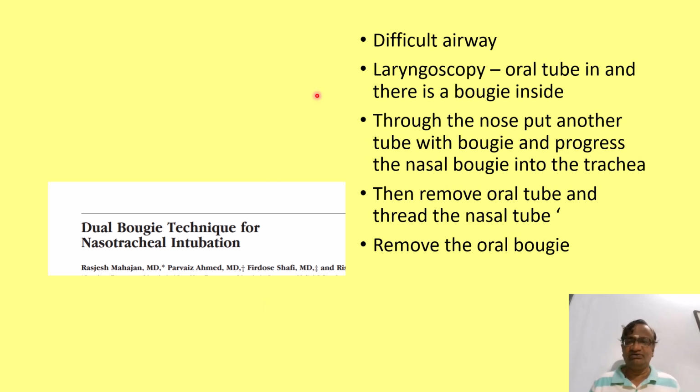Now there is a dual laryngoscopy technique. Do an oral tube, and there is a bougie inside. Through the nose, put another tube with a bougie and progress the nasal bougie into the trachea. Remove the oral tube and thread it over the nasal bougie. Then we can remove the oral bougie. Then thread the nasal tube, then take out the oral tube alone. If the nasal tube is in properly, take out the oral bougie and the nasal bougie.